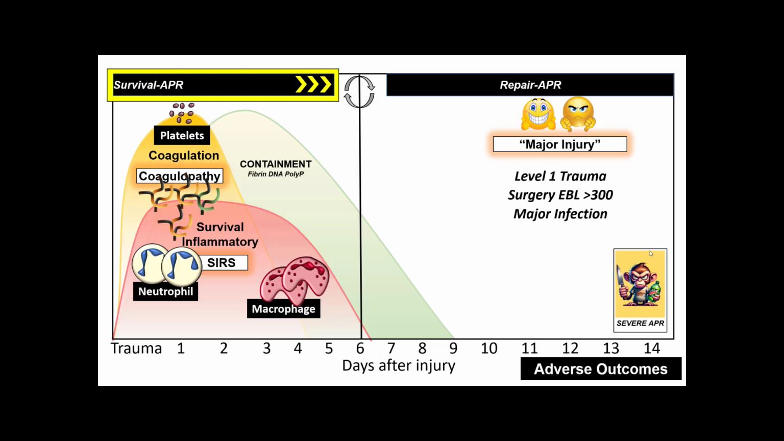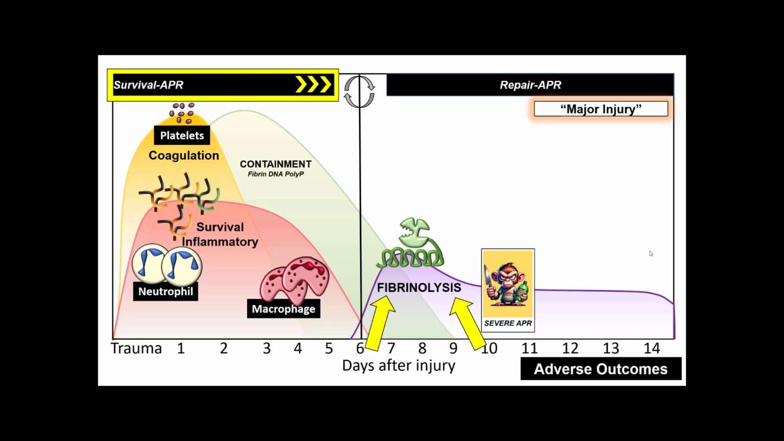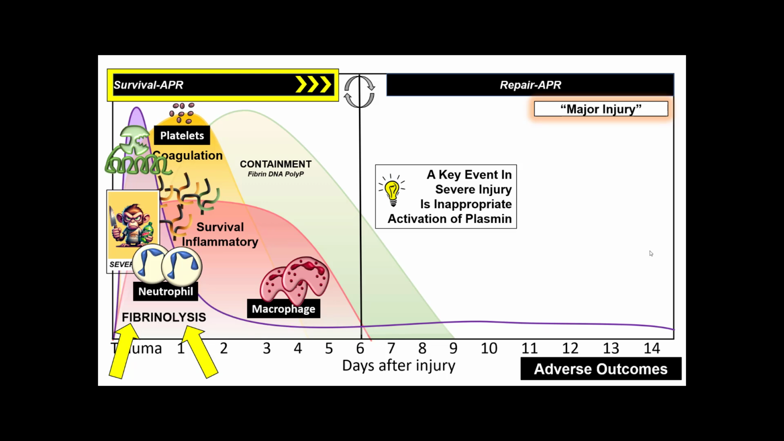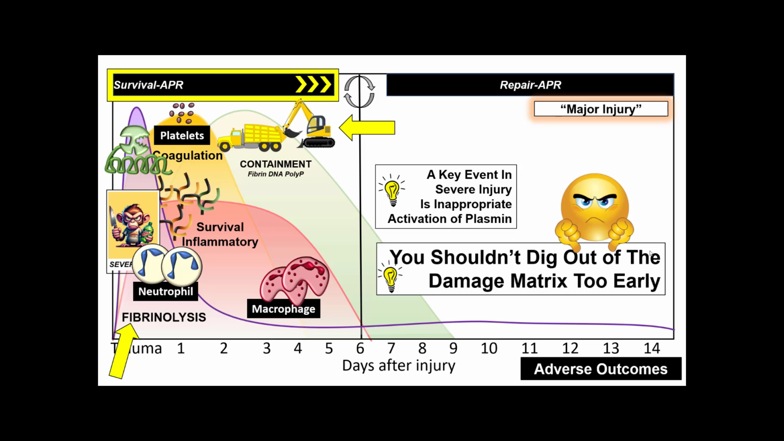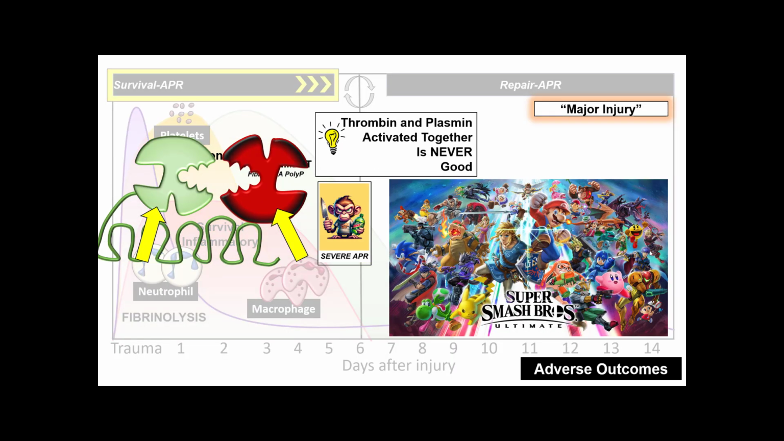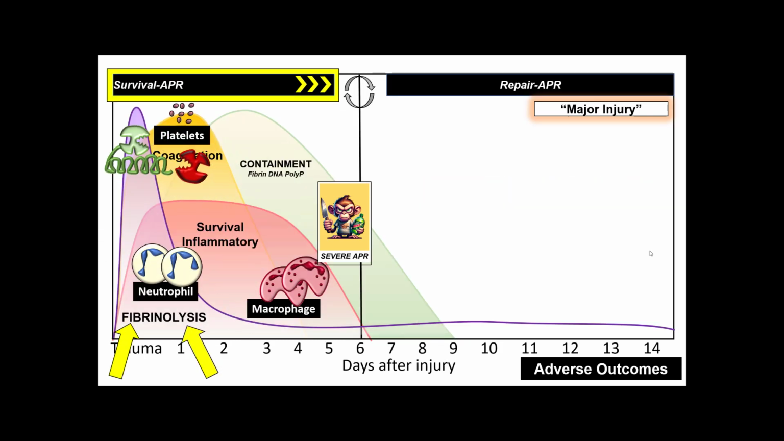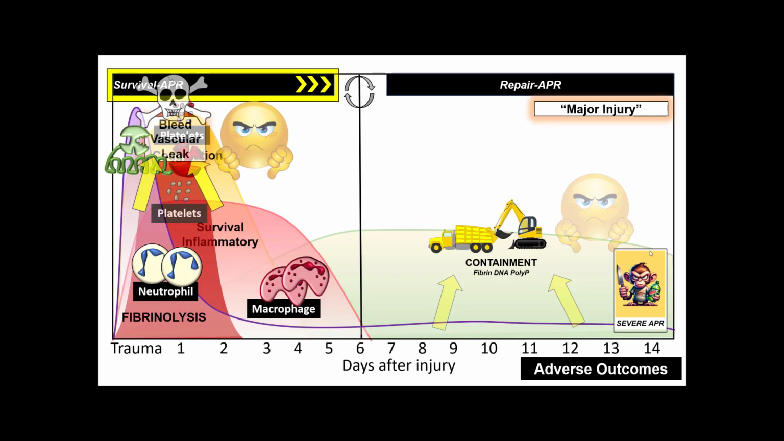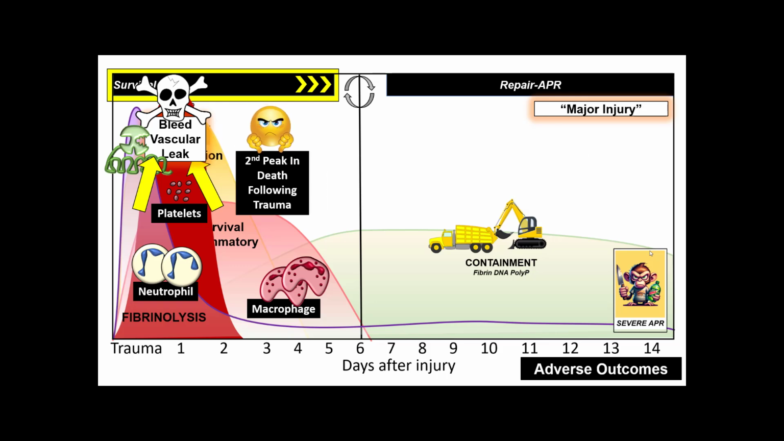Now, if we switch over to a major infection, a level 1 trauma, or a surgery with blood loss greater than 300, for example, something happens that we don't completely understand, but we think is at least in part from a bolus of TPA: the fibrinolytic system gets activated early and inappropriately. In this sense, we are digging out of our damaged matrix way too early during survival. This is the part we were talking about before. In your lifetime, you never want to have a considerable amount of thrombin and plasmin fighting against each other. It's never good. It's like the ultimate battle in Super Smash Brothers. In this, the fibrinolytic system gets rid of that early containment, and that seems to be what leads to the early bleeding or vascular leak that happens after a severe injury or in a big elective surgery.